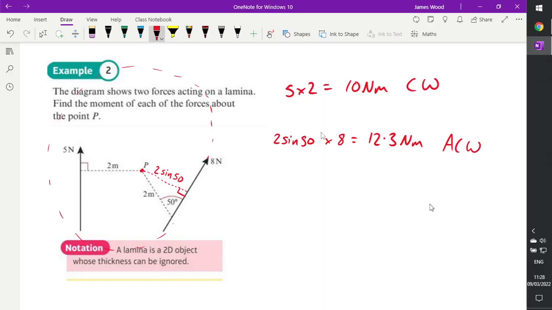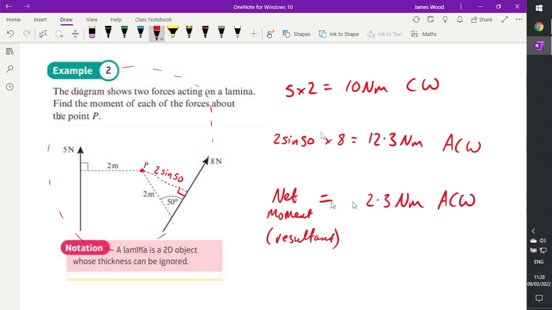So overall, we can work out what's going to happen. We've got a moment of 10 Newton meters clockwise, and we've got a moment of 12.3 Newton meters anti-clockwise. So overall, we could find the net moment, or the resultant moment, which is obviously going to be 2.3 Newton meters, the difference between them, and it's going to go anti-clockwise overall. So overall, this will rotate that way. Okay.